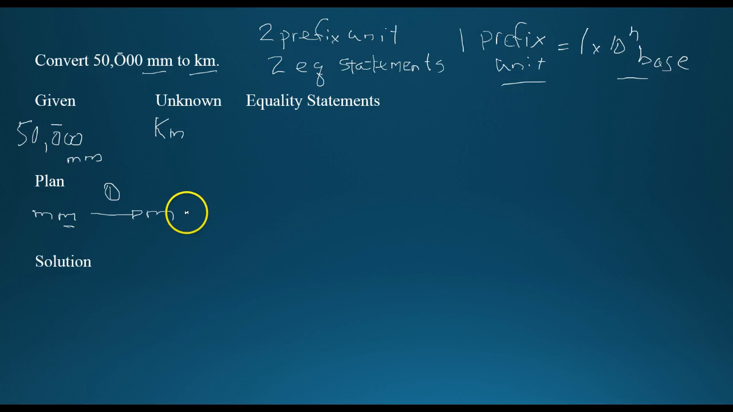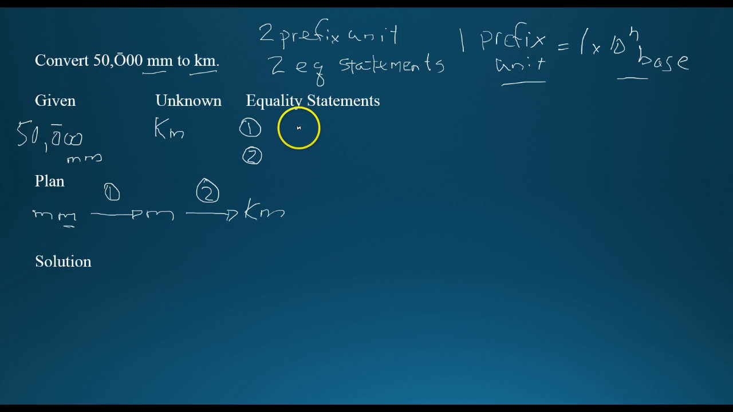The second part of my plan is now I'm going to take meters to kilometers. And again, I have a base unit and a prefix unit. And that's the second part of my plan. So I need two equality statements. My first one is between millimeters and meters, and my second one between meters and kilometers. So stop the video, go back and look at the prefix sheet, and then go ahead and write your equality statements.